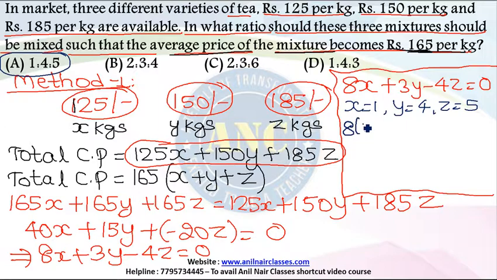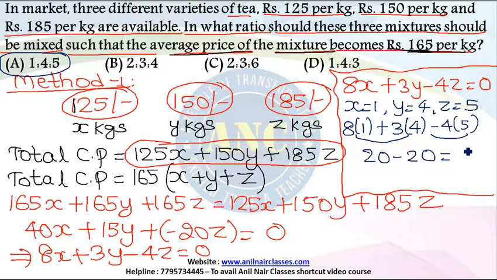Check whether it is satisfying. 8 into 1 plus 3 into 4 minus 4 into 5. This is 8 plus 12, 20. 20 minus 20 is 0. It is equal to the right hand side, because 1:4:5 satisfies it. That should be my correct answer. If you want, check it out, no other value will satisfy. This acts as my method 1. Method 1 is by using variables, and after simplifying 5 to 6 steps using variables, I come back to the answer options and solve.